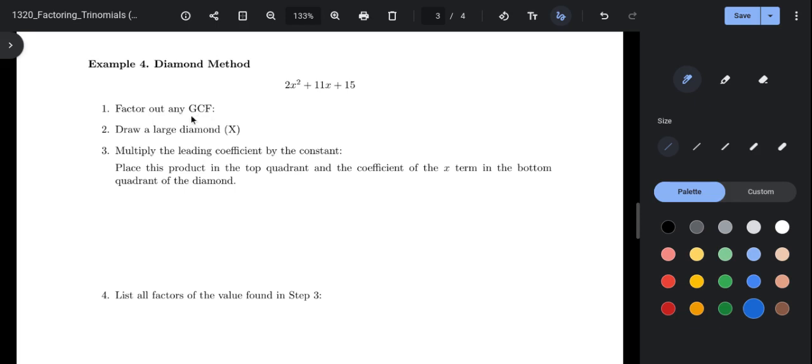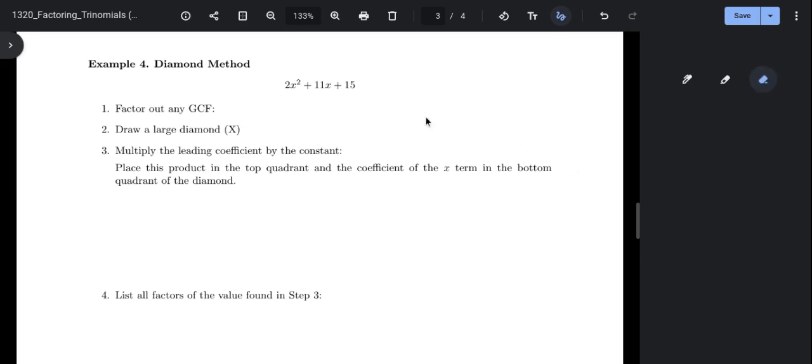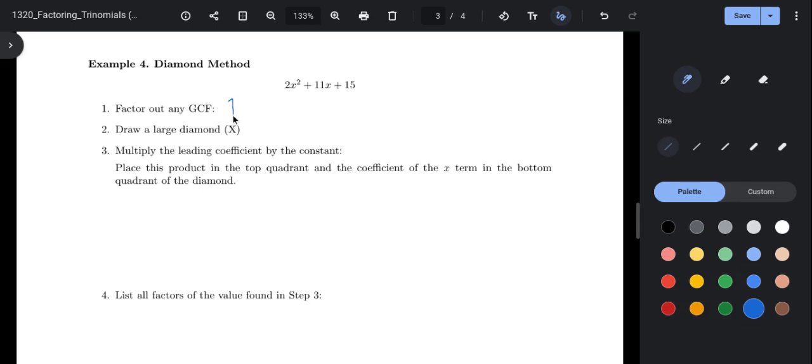And the very first thing we're going to do is factor out any greatest common factor that they have. In this case, there is no greatest common factor, so it's just 1. And so that doesn't help us at all in moving forward in our factoring. So now we would move on, and we're going to draw a large diamond. I'm going to draw it down here because this is where I'm going to be using it.